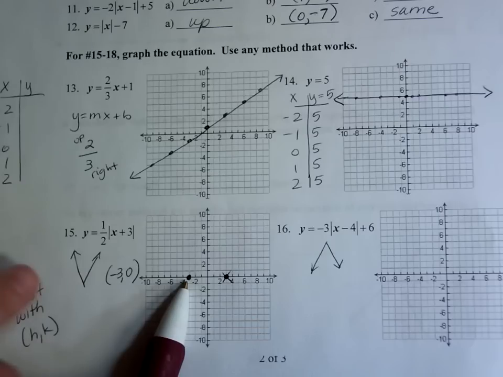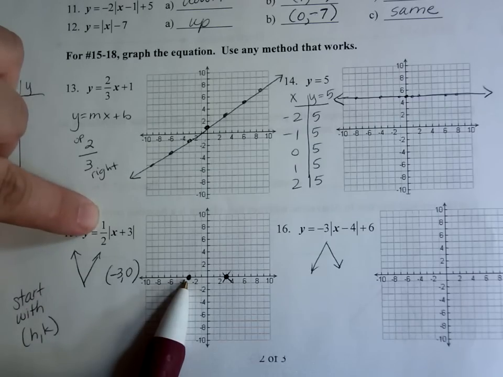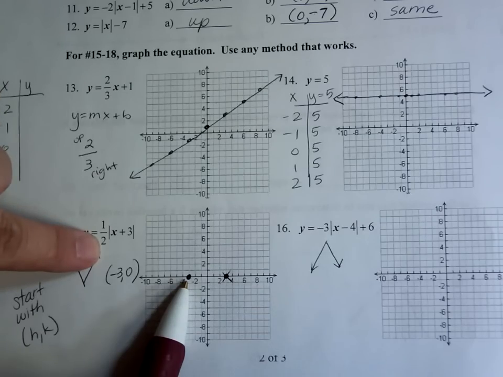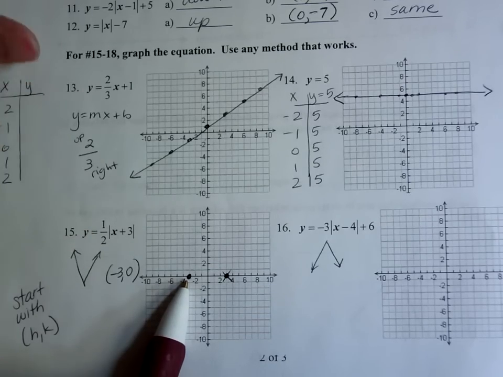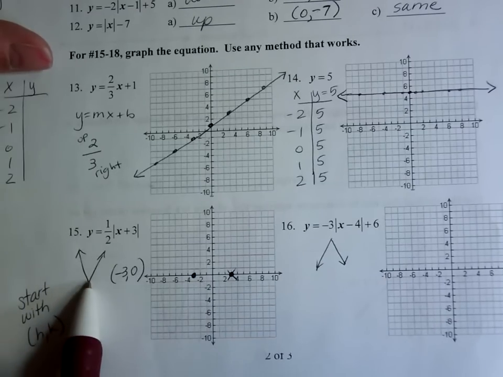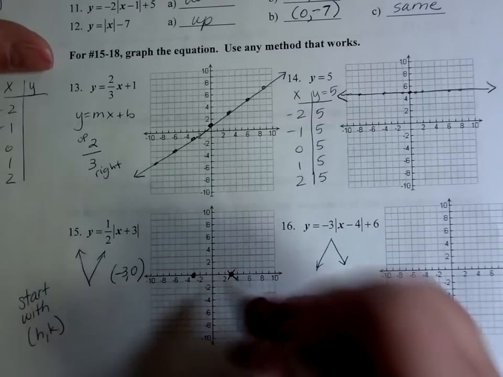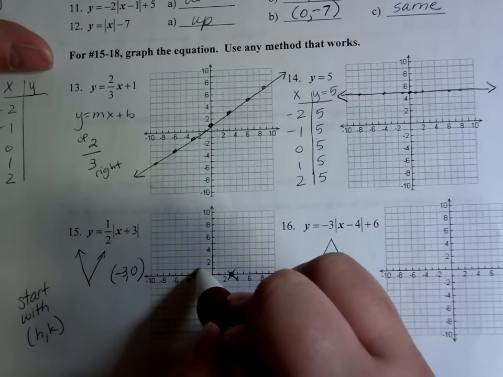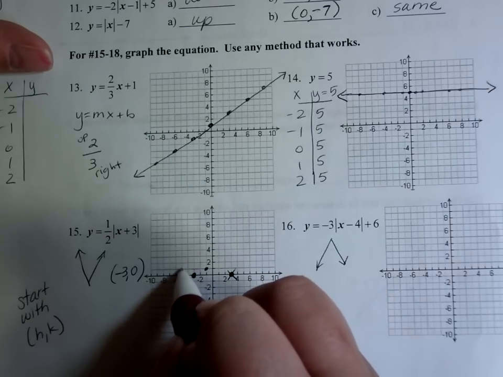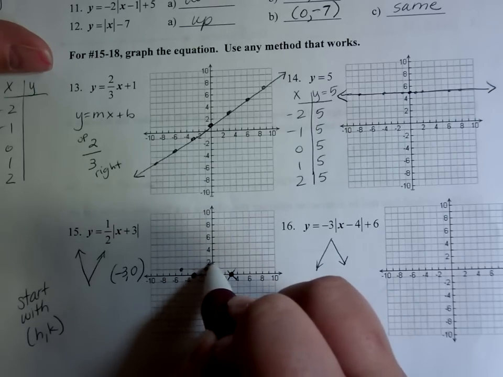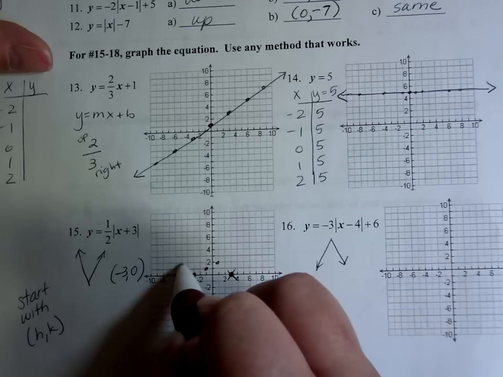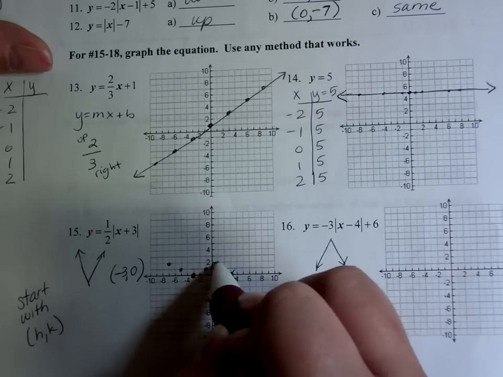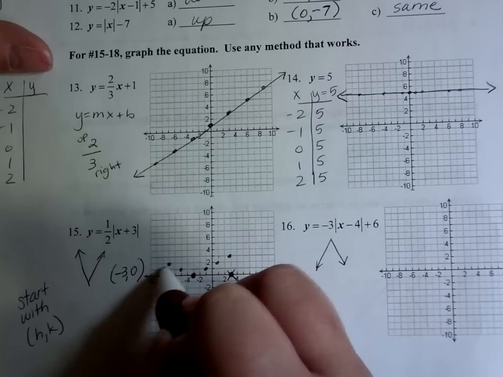Okay, so this is saying I go up 1 for every 2 I go to the right or left. And the reason I know it's up is because I know this opens up. So I'm going up from here. So up 1 for every 2 I go to the right, up 1 for every 2 I go to the left. So up 1, right 2, up 1, left 2, up 1, right 2, up 1, left 2.